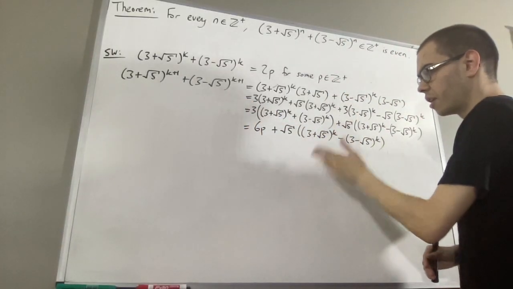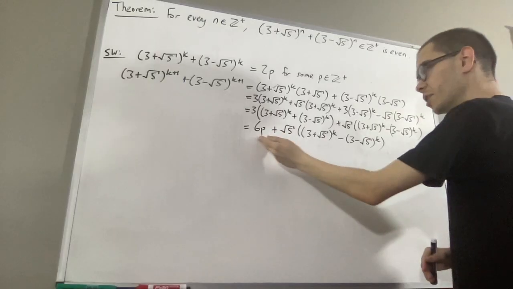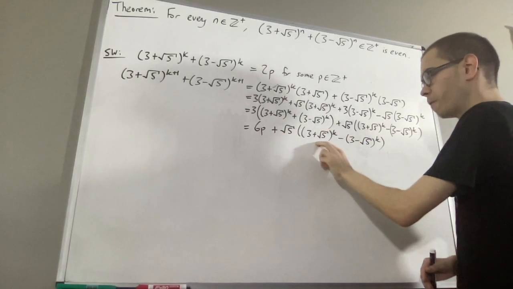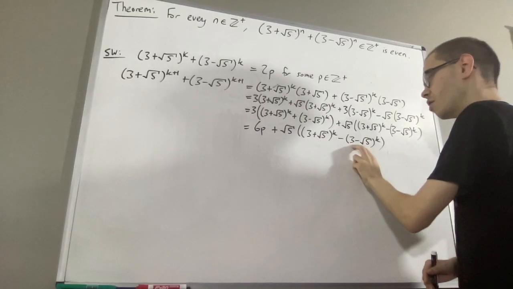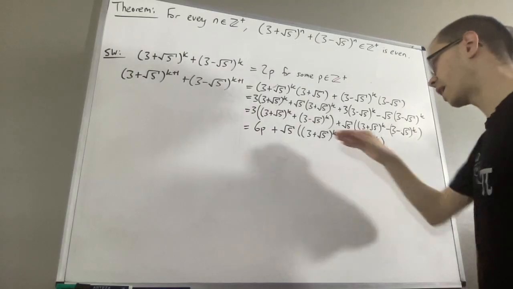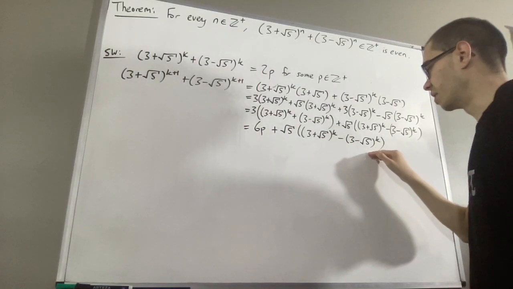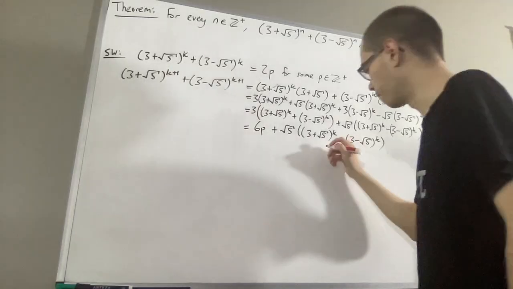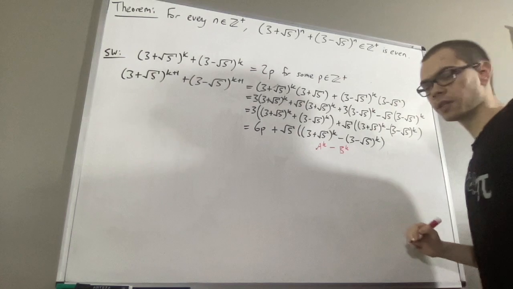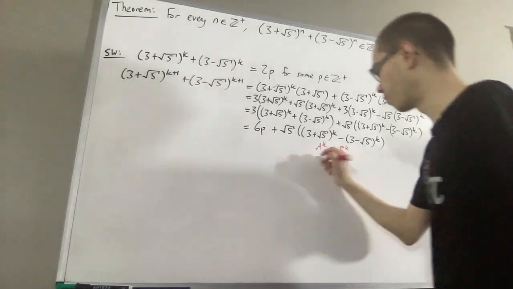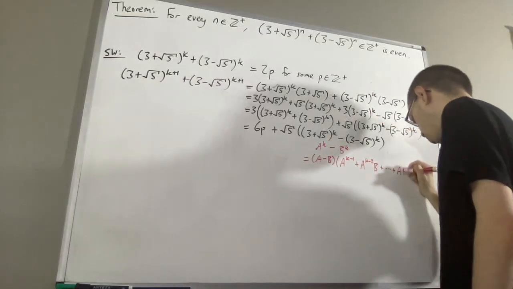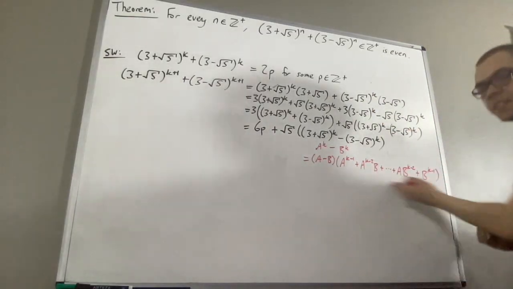So then, remember, we're trying to show that this quantity is an even positive integer. So then, how can we deal with what we have here? How can we deal with (3 + √5)^k − (3 − √5)^k? Now, the way that I saw how to deal with this is by observing that this is in the form a^k − b^k. And in general, we can write this as follows. We can write it as this.